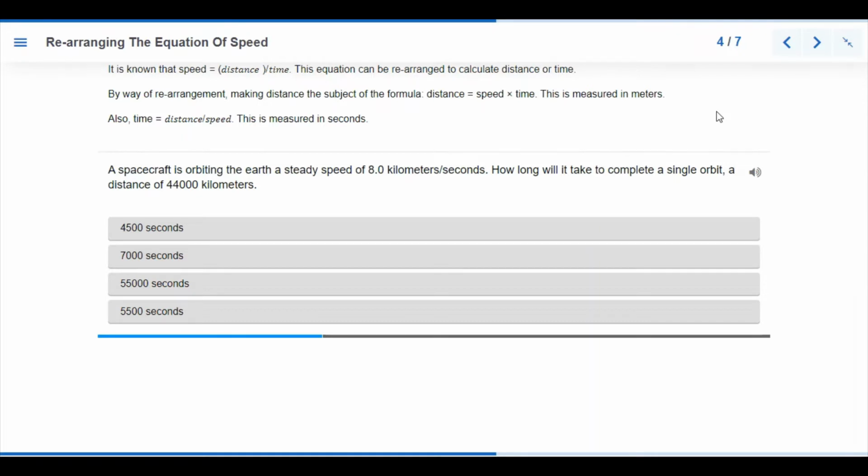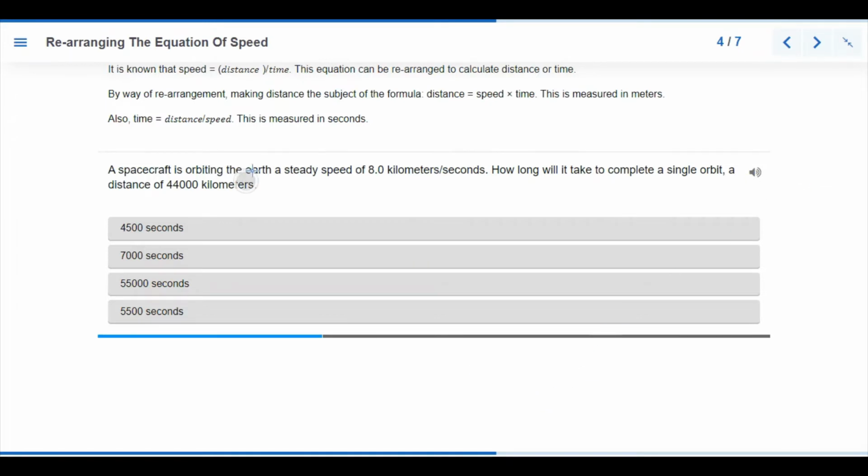Let's take this activity. A spacecraft is orbiting the Earth at a steady speed of 8 kilometers per second. How long will it take to complete a single orbit, a distance of 44,000 kilometers?